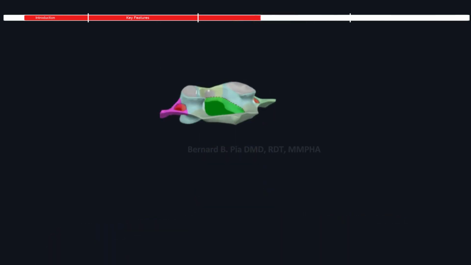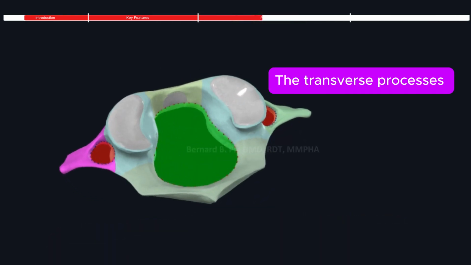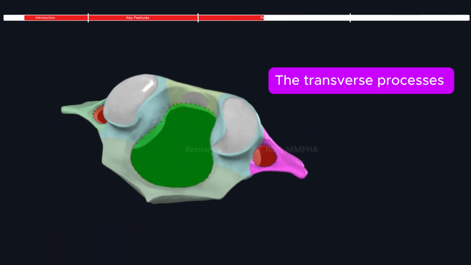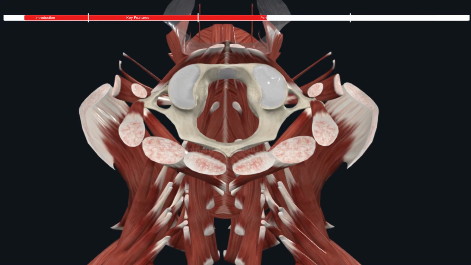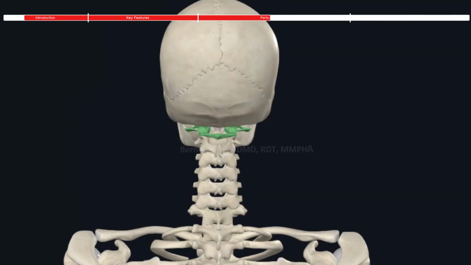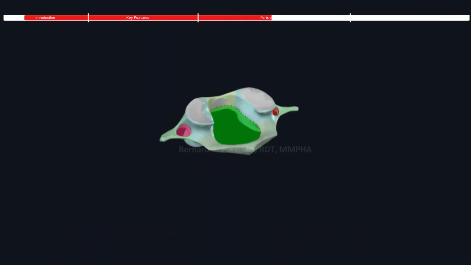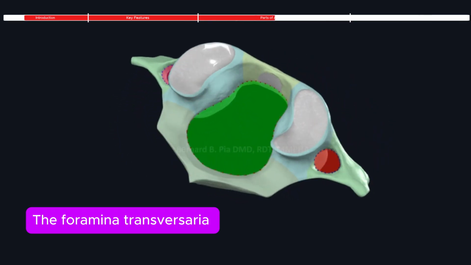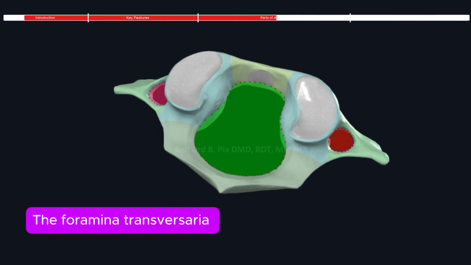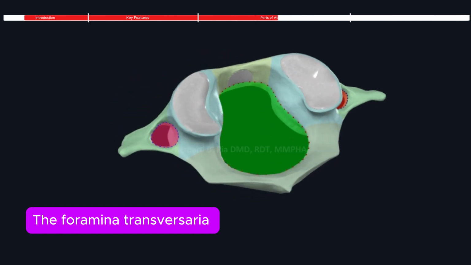4. The transverse processes are the two small, laterally projecting processes of the atlas, first cervical vertebra. Provides attachment sites for muscles of the neck and upper back. 5. The foramina transversaria are the small, oval, laterally located openings found on the transverse processes of the atlas, first cervical vertebra.